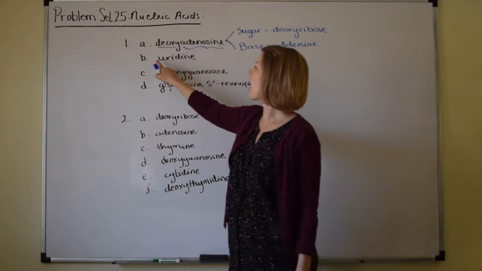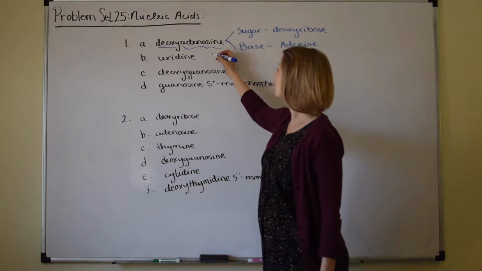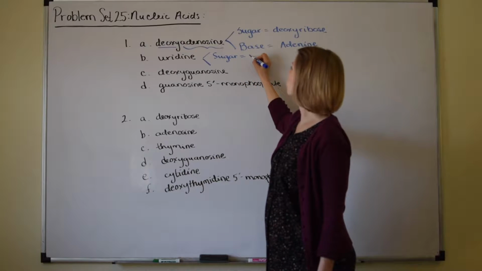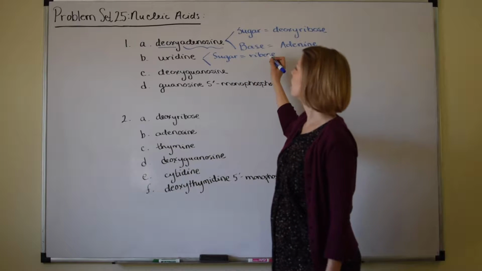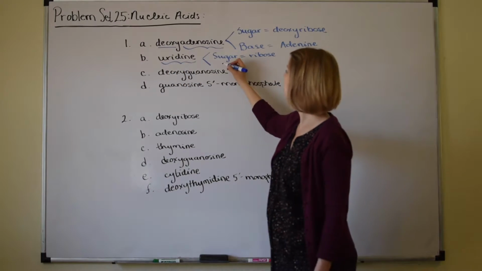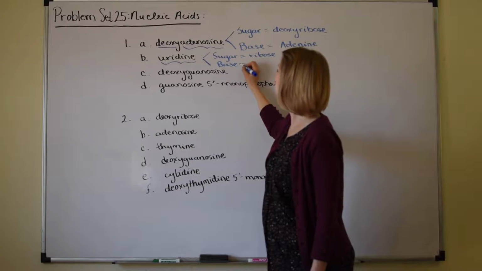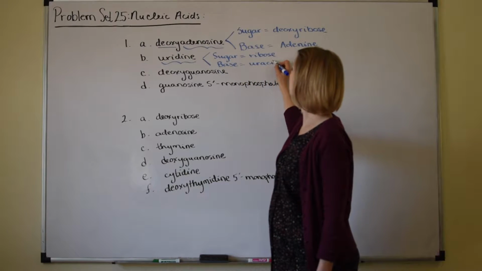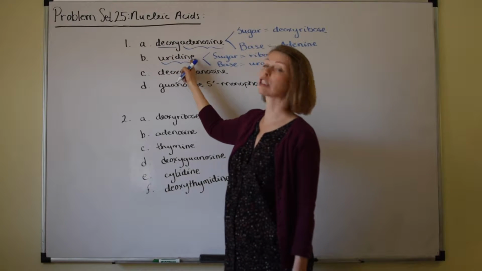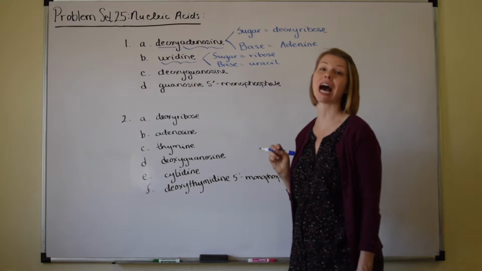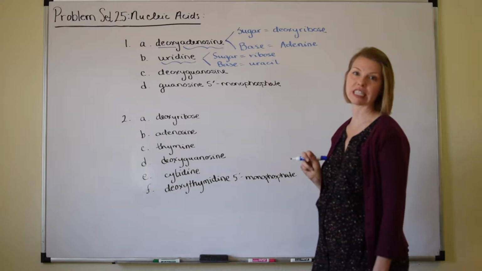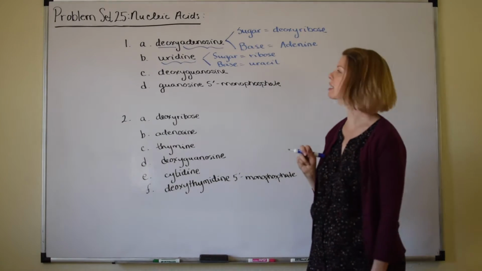Uridine. Okay, the lack of a prefix tells us that this nucleoside has the sugar ribose, and the base must be uracil. We know that this is a nucleoside because the ending has been changed for the pyrimidine to the IDINE ending, so we know it has a sugar. The lack of the prefix tells us the sugar is ribose.